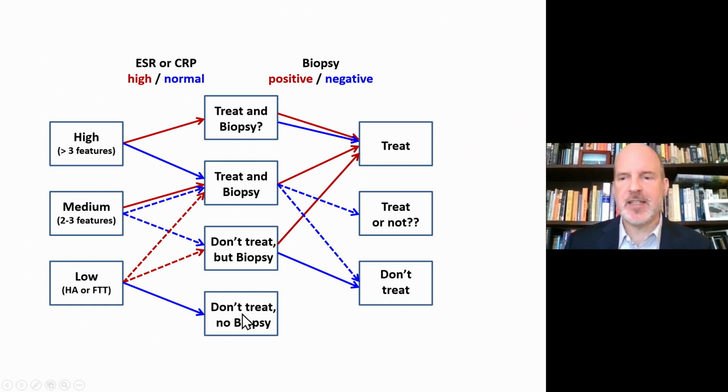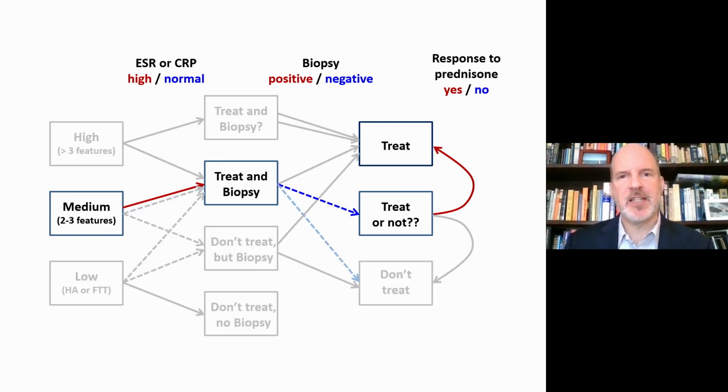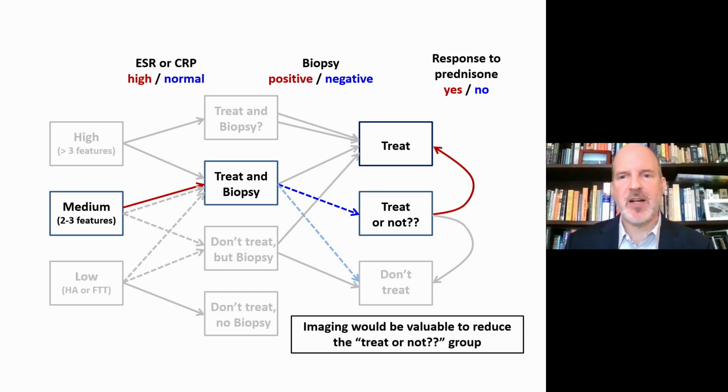But unfortunately, sometimes I'm not sure, and I treat with prednisone and see that's a slippery slope, as you can imagine. And a lot of times we're really in this position. So that's why we need imaging. I'll just say in passing that in between high inflammatory markers, biopsy negative, what do we do?